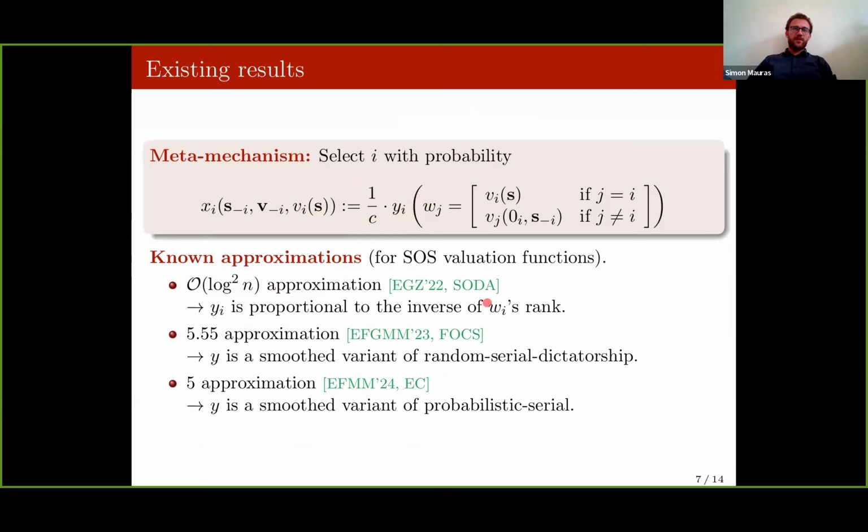So the first paper introducing this problem of private interdependent values was introduced in 2022. And so they gave a log squared n approximation, n being the number of agents. And in their construction, yi was proportional to the inverse of wi's rank in the set of all weights.